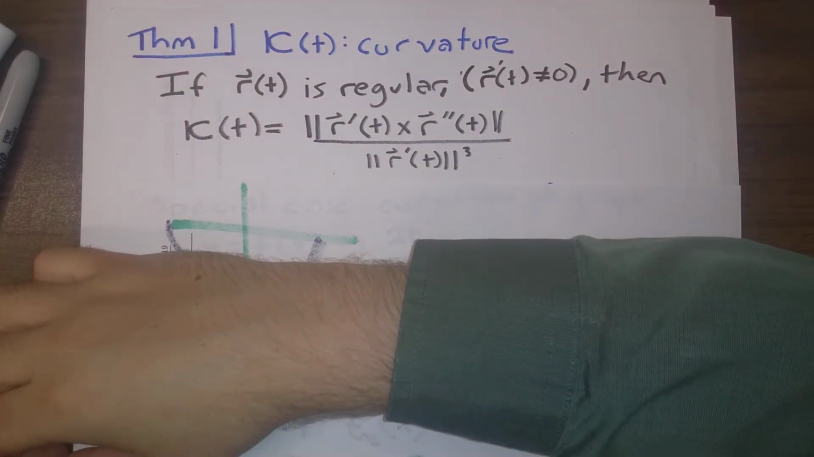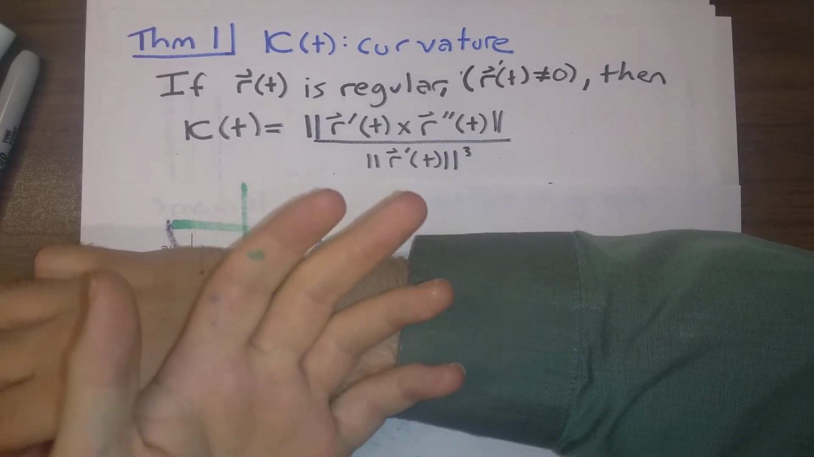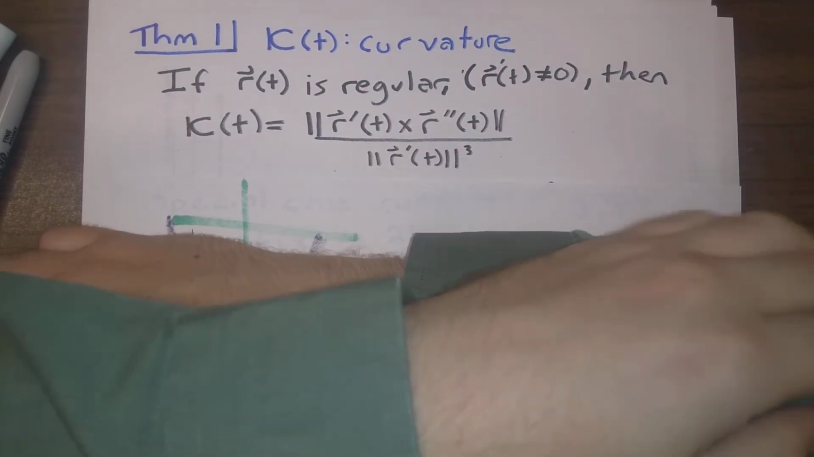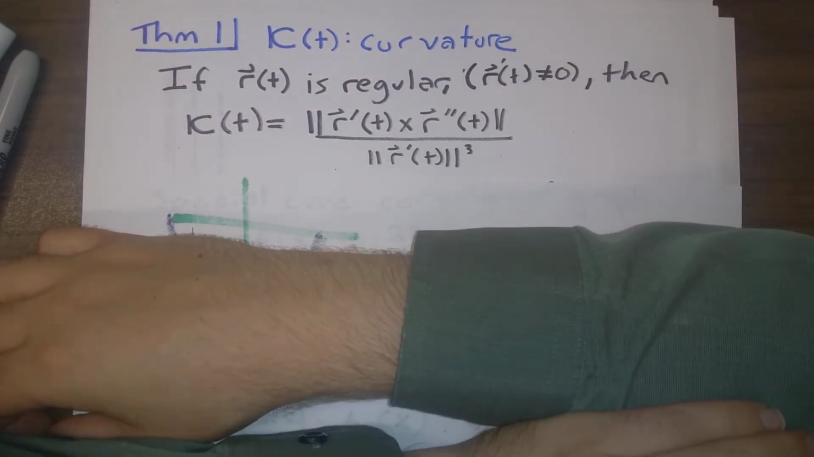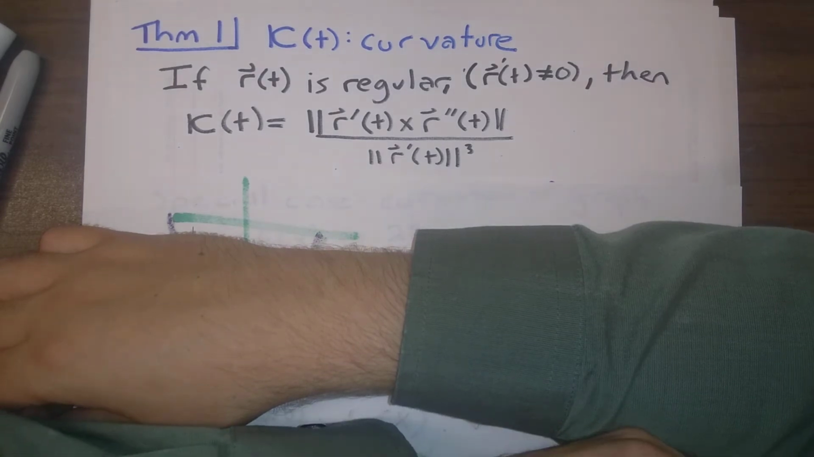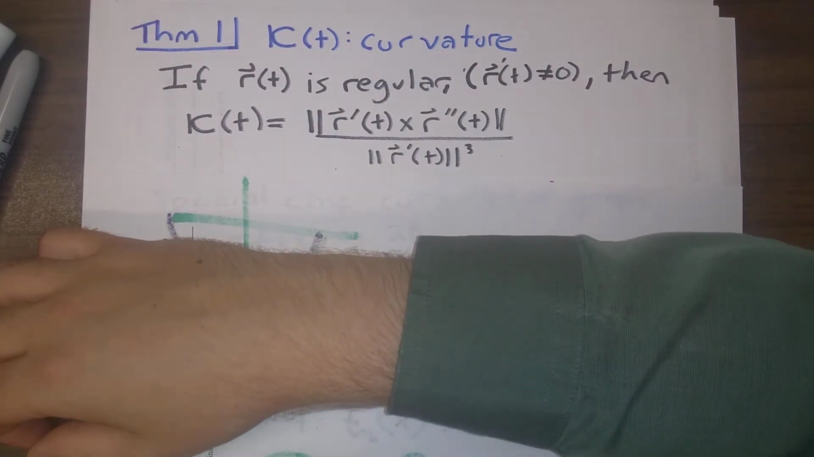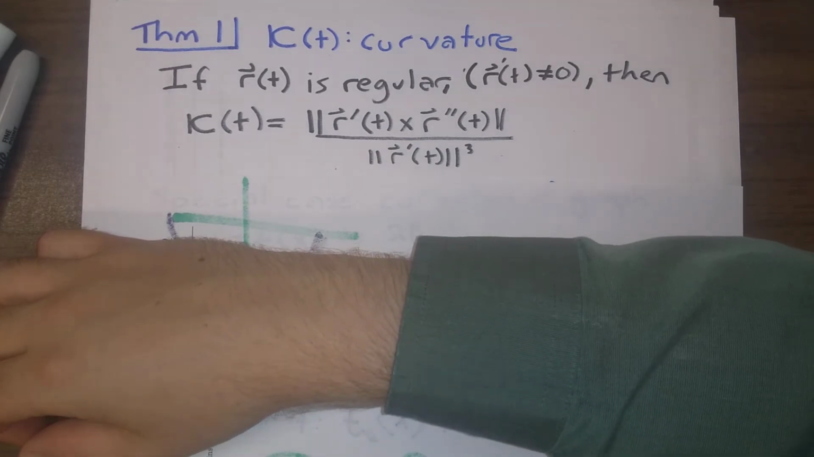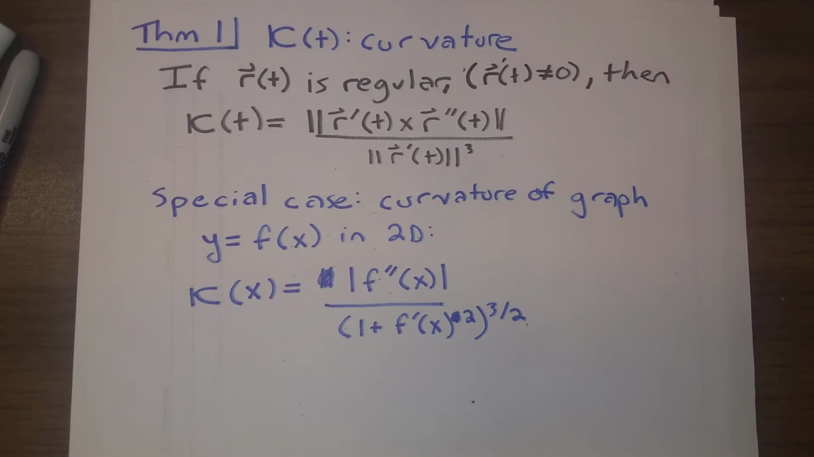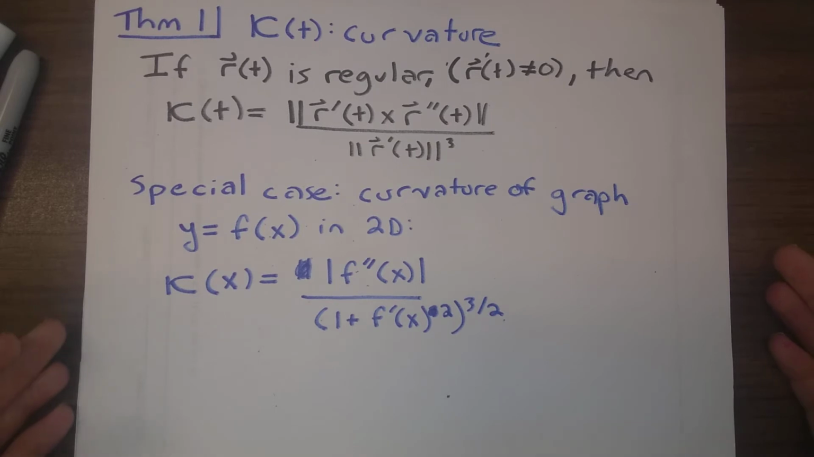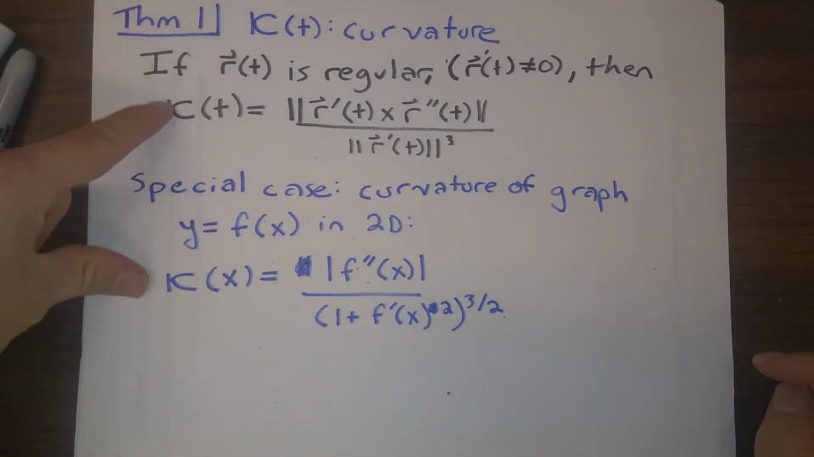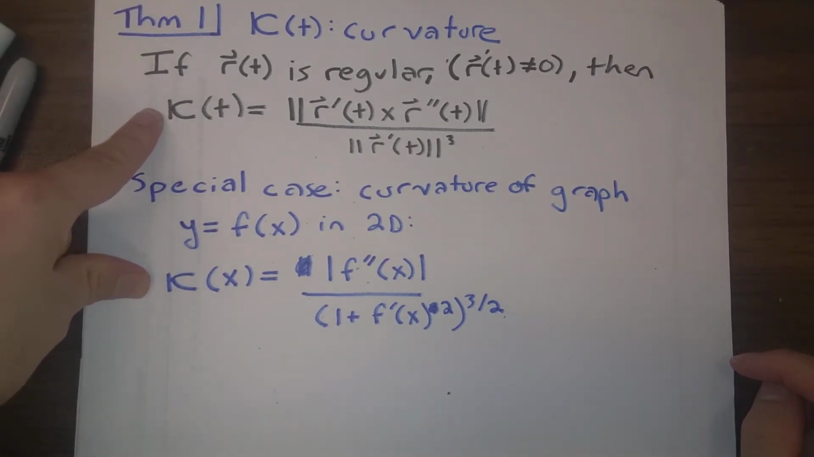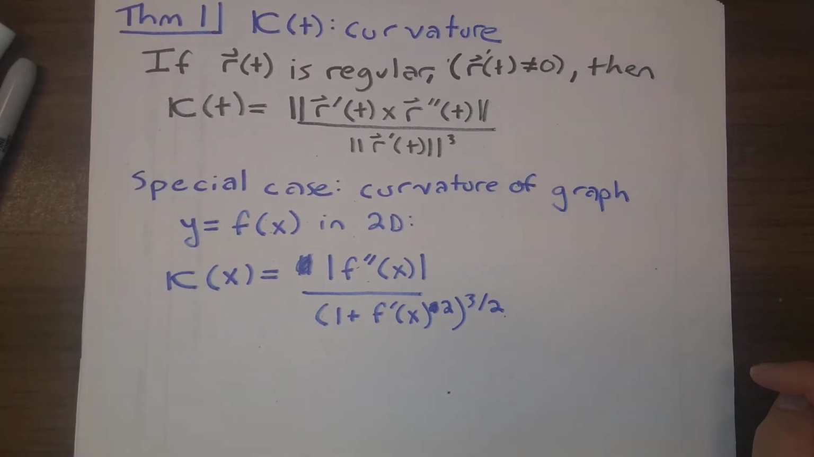At the same time, it's something that you can just plug in. If I give you r of t, asking you to figure out the curvature is nothing more than asking you to do a large series of calculations, which is not difficult if you have the formula in front of you, and I'm assuming you'll have the formula in front of you. It is also worth noting that there's a special case: if you have the curvature of a graph, y is equal to f of x in 2 dimensions, we have this simpler version that's given here. Note the letter that we're using here for curvature is the Greek letter kappa. So kappa for curvature.